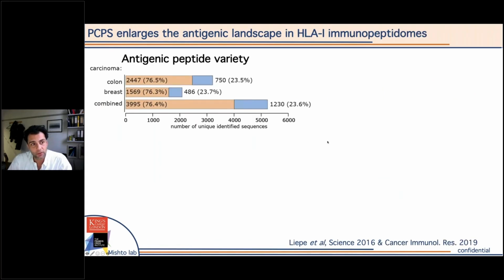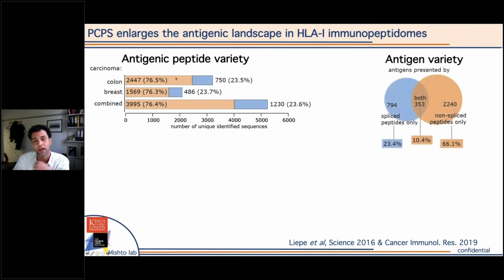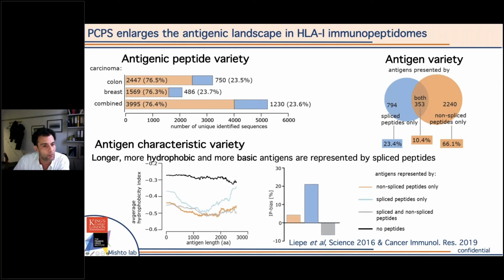We also developed a method for the identification of spliced peptides in the immunopeptidomes, so the peptides that are bound to the HLA class 1 molecules. We identified many spliced peptides. For example, this is a study that we published in 2019 analyzing the HLA class 1 immunopeptidome of cancer cell lines. What was interesting was to see that peptide splicing not only increased the variety of the peptides in the immunopeptidome, but also enlarged the antigenic landscape. Around 20% of the antigens that we detected in the immunopeptidome were represented only by spliced peptides. These antigens have some characteristics: they were longer, more hydrophobic, and more basic than the antigens represented only by canonical non-spliced peptides, suggesting that these characteristics help or promote the catalytic splicing reaction.